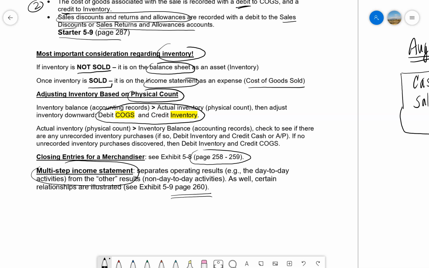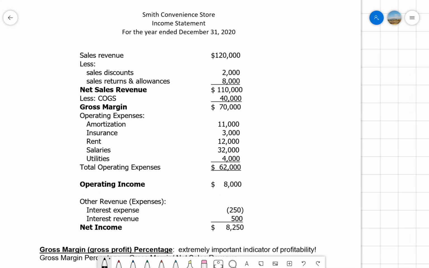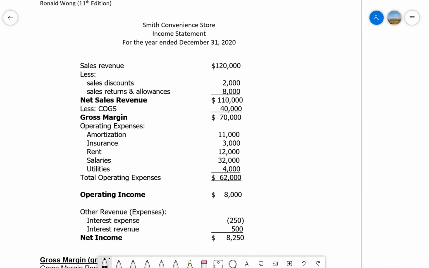Now, on the next page of your handout, here's an example of a multi-step income statement. You're still going to be calculating net income, so it's still going to be all your revenue minus all your expenses. The only difference is that we have some new subtotals. We have our net sales revenue. Remember we said that on our income statement, we're going to have our sales revenue less our discounts and returns and allowances. That's going to give us our net sales revenue. Then we're going to have our gross margin. Net sales revenue minus cost of goods sold is our gross margin.